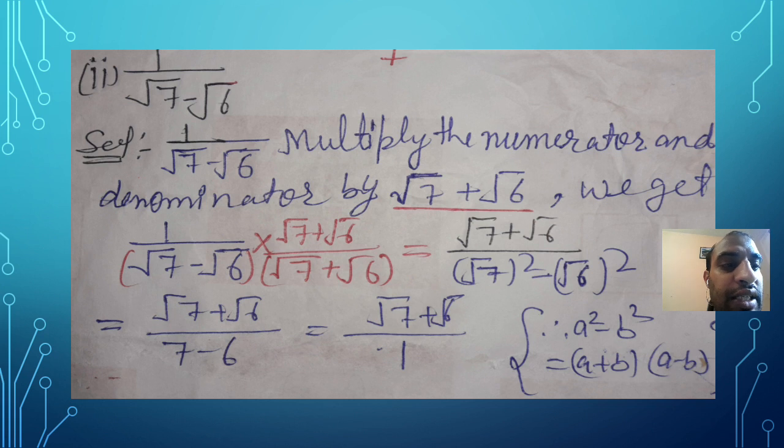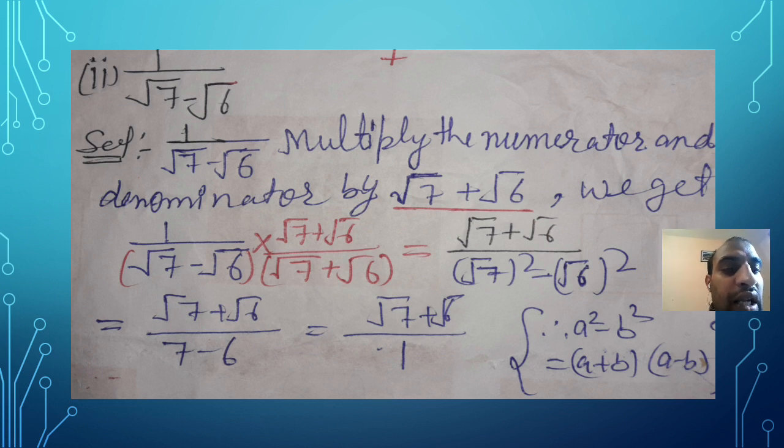So its shortcut is a² − b². That means you can write (√7)² − (√6)². So now once again you can cancel the square root with the square. Then in the denominator 7 and 6 are left, and 7 − 6 is 1.